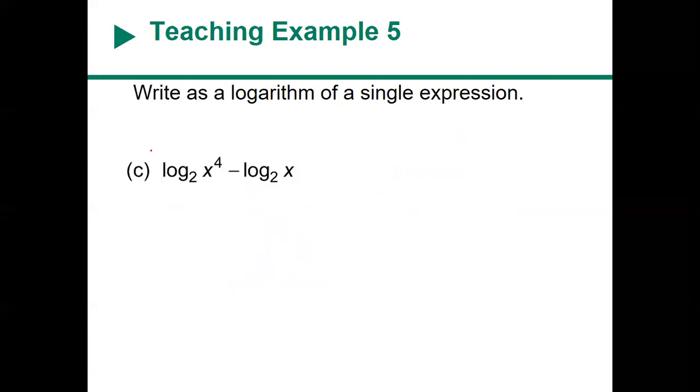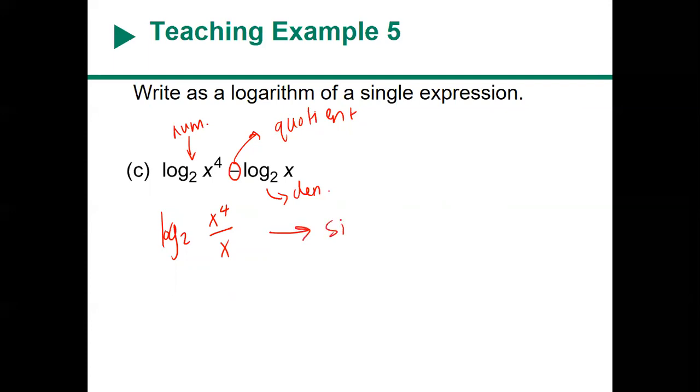Okay, let's try another. This time, because it's subtraction, that lets me know I'm going to be using division. I'm going to use the quotient rule, right? So quotient is going to give me log base 2. The first expression represents my numerator, and the second expression represents my denominator. So I have x to the 4 over x. And then you want to simplify.